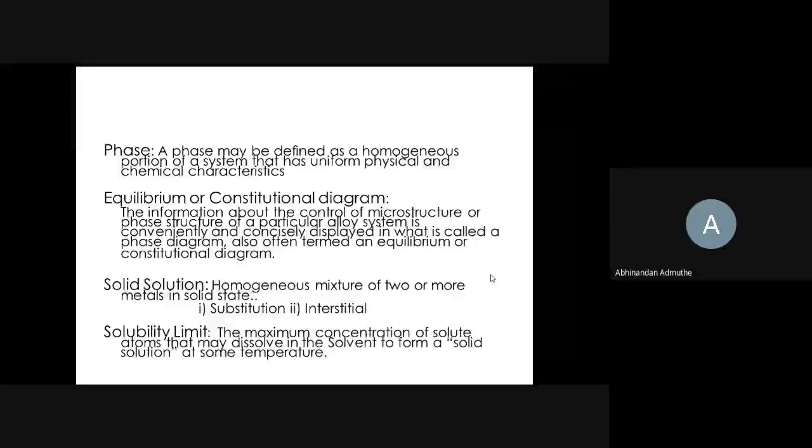Then solid solution. We have discussed solid solution in strengthening mechanisms, but just to recall, it is a homogeneous mixture of two or more metals in solid state, and solid solutions have two types: substitutional type and interstitial type. We have already discussed solubility limit, but we will recall it here. It is the maximum concentration of solute atoms that may dissolve in the solvent to form a solid solution at some temperature.